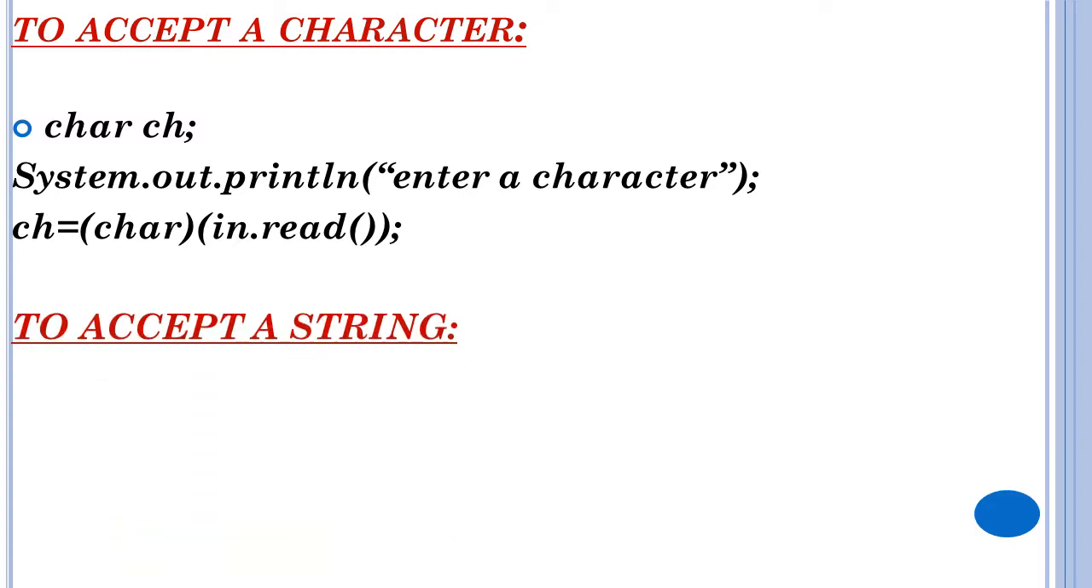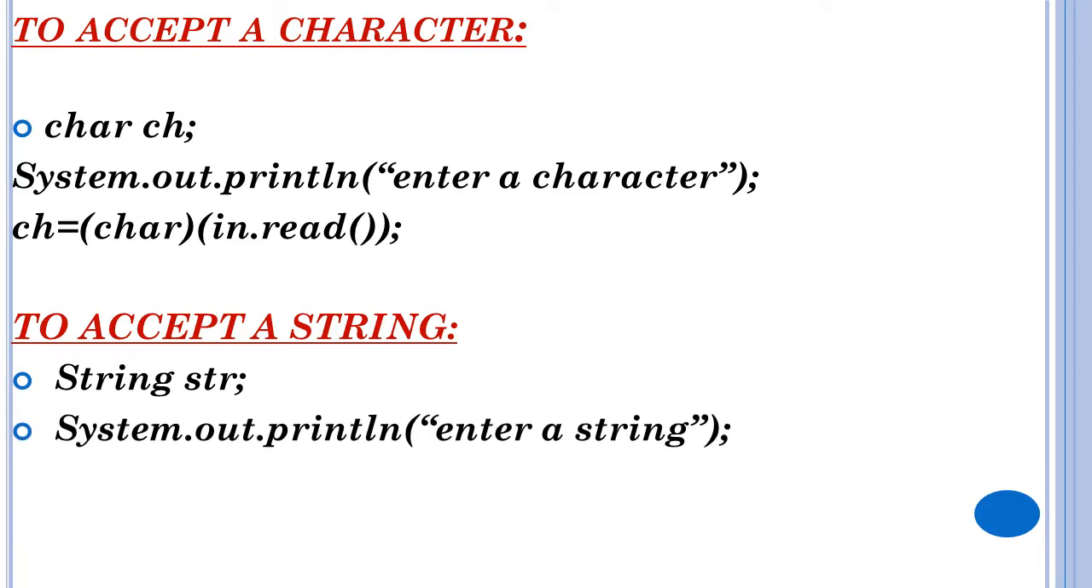Next, to accept a string. String means what I have said, it is a sentence or a line or two lines, like that, and we will call it a string. String str and semicolon, System.out.println enter a string, str equals to in.readLine, bracket open, bracket close and semicolon. Follow this syntax properly while writing the program. Look at the syntax and write properly, then everything will be correct.